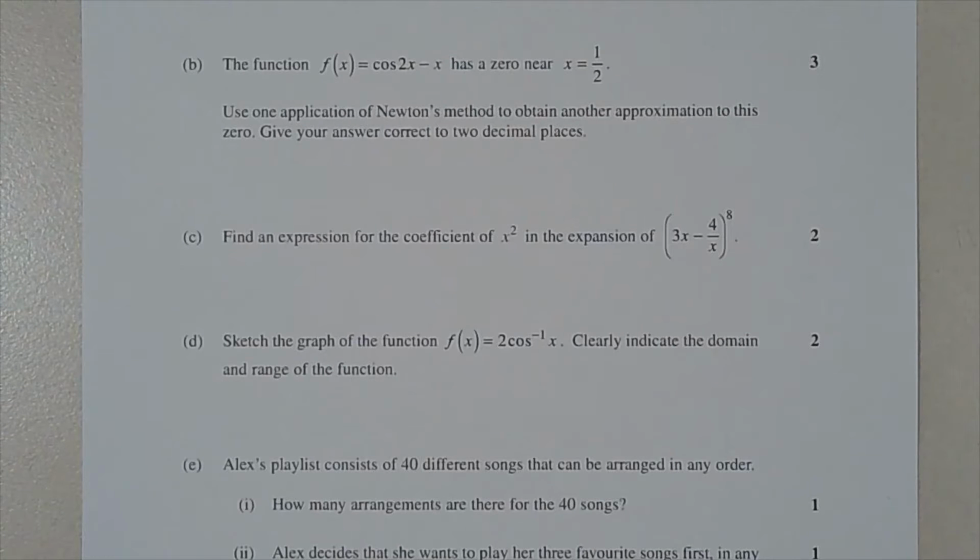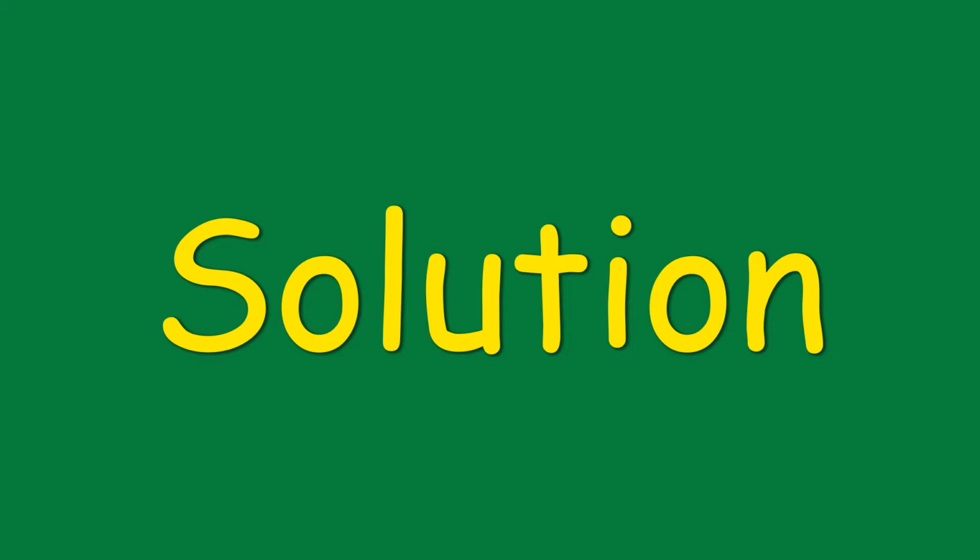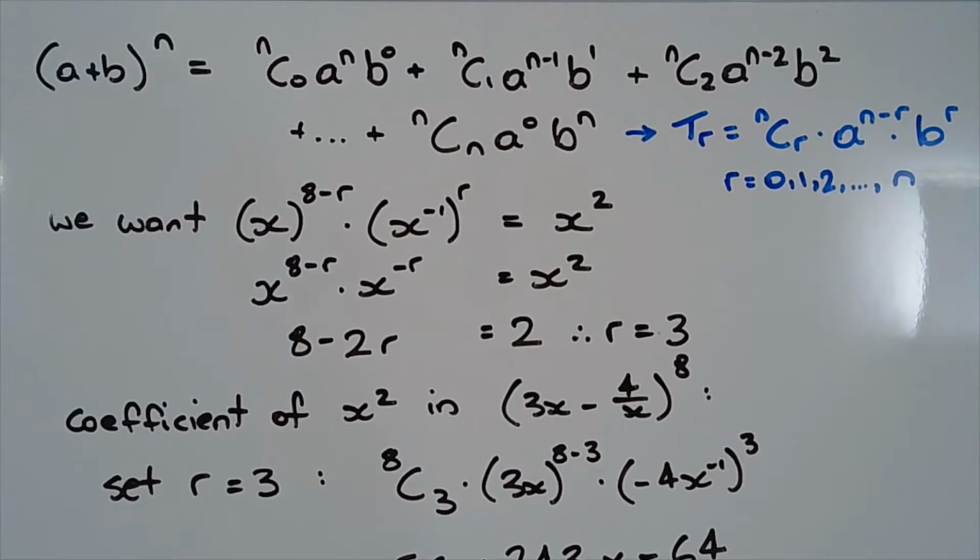Question 2c. Find an expression for the coefficient of x squared in the expansion of (3x minus 4 over x) all to the power of 8. Let's consider the expansion of (a plus b) all to the power of n.